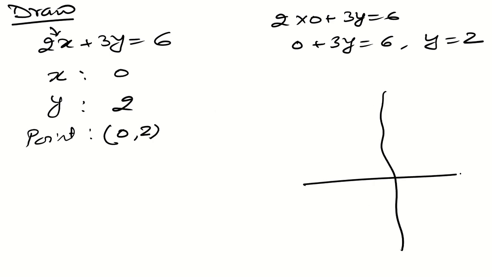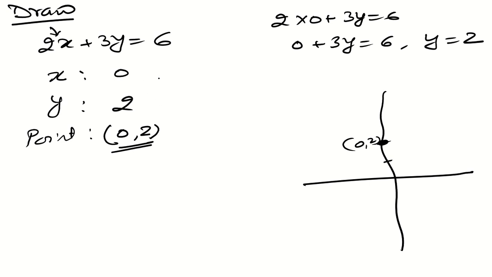Now draw the graph paper. I'm sorry for this zigzag line, but it's okay, you can understand. Now (0, 2) is the point, so it will lie on the y-axis. So suppose this is the point (0, 2). Mark the point here, and now consider one more value of x, or you can take one more value of y also.